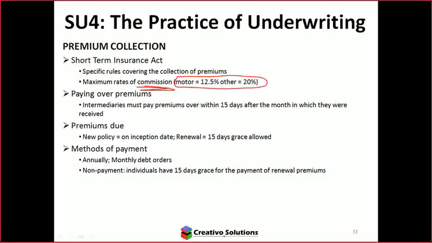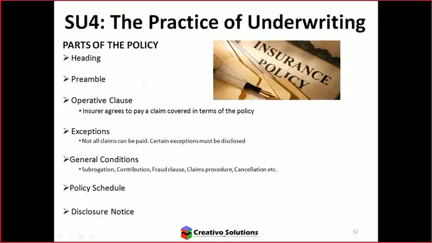Right, so individuals have it a bit easier because they're people, but businesses have it more strict in terms of the actual premiums that have to be paid. It needs to be paid on time, normally ahead of time as well. Then we've got different parts of the policy. You've got a heading, a preamble, operating clauses, exceptions, general conditions, a schedule, and disclosure. All of this is part of the actual policy.